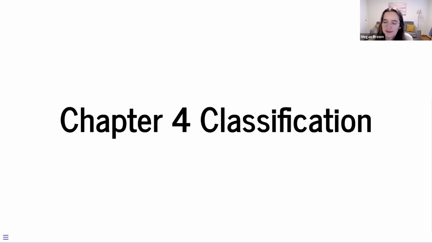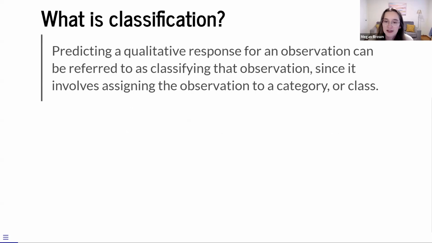Hi, everyone. I'm going to be presenting Chapter 4 on classification methods from the Introduction to Statistical Learning with Applications in Python book. We can go ahead and start with what is classification. Basically, classification is predicting a qualitative response for an observation. It can be referred to as classifying that observation since it involves assigning it to a category or class.